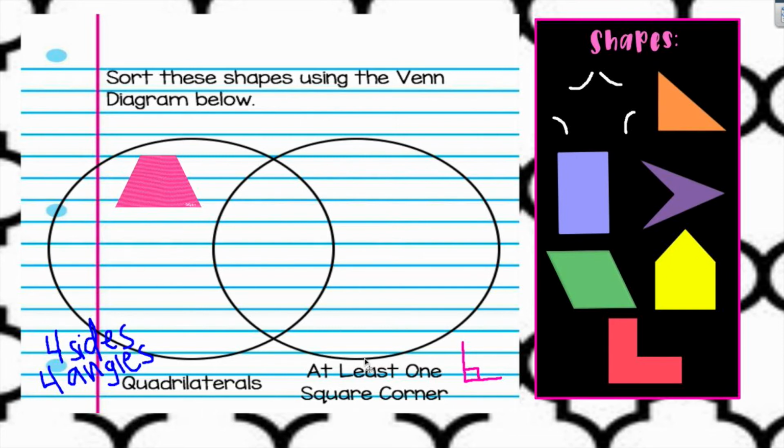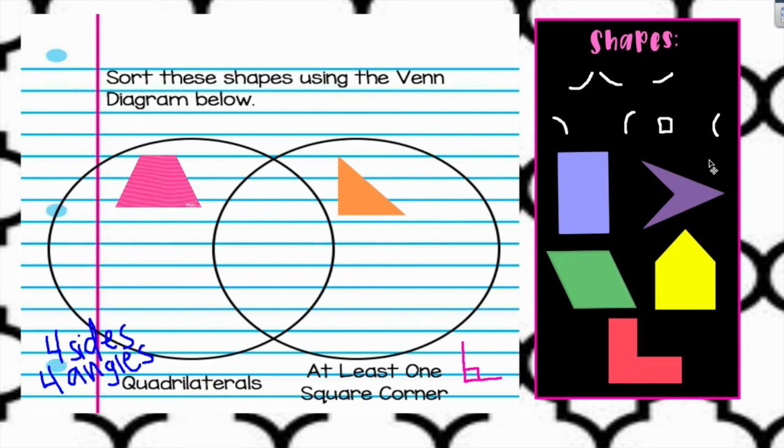Let's see if I can find a square corner so it can go in this side of the Venn diagram. These 2 angles at the top and bottom do not make a square, but this bottom left-hand corner does make a square. So with that being said, I know that the triangle will go on the right side of my Venn diagram because it has at least 1 square corner.